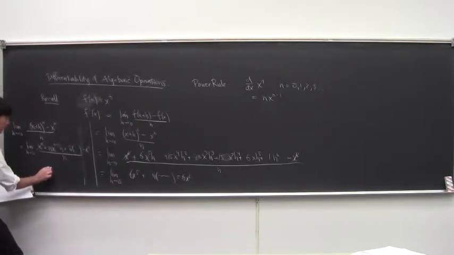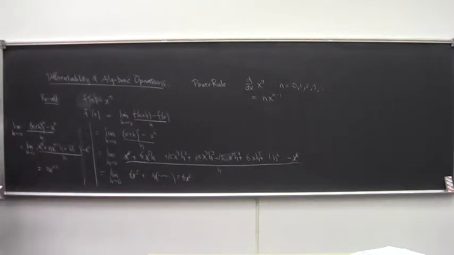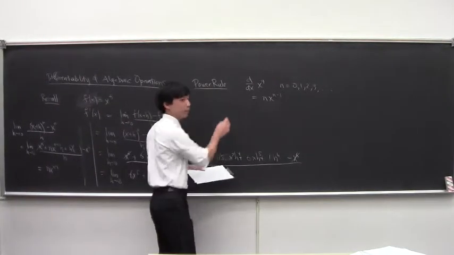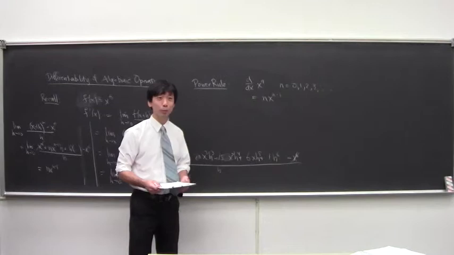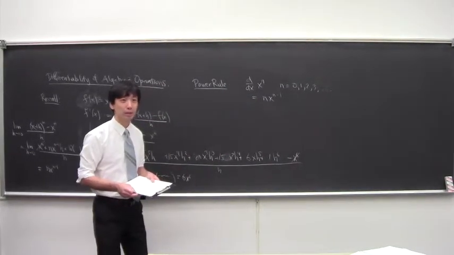So you end up with x and you end up with n x to the n minus 1. So anyway, in case you were wondering why the power rule works, that's why the power rule works. Okay. Any questions about that?